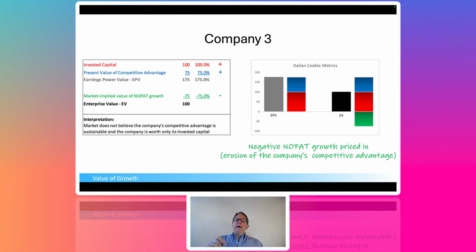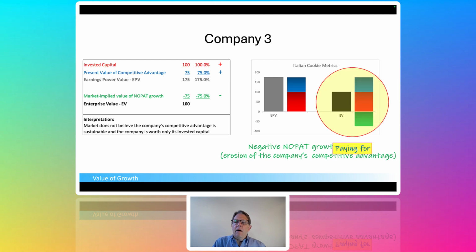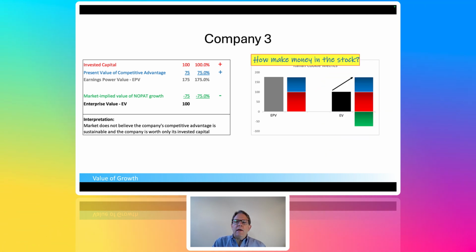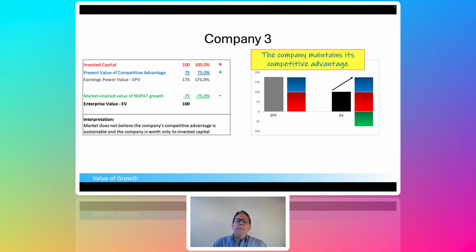And so in this example, because the enterprise value trades at the invested capital, investors are betting that those excess returns will go away. Right? So you have negative NOPAT growth priced in. It's the erosion of the company's competitive advantage. That's the key. All right, that's what you're paying for. So how do you make money in the stock? Simple. The company maintains its competitive advantage. Doesn't have to grow. Just hold that competitive advantage. And guess what? Blue holds, and over time, black will move towards the sum of red and blue.